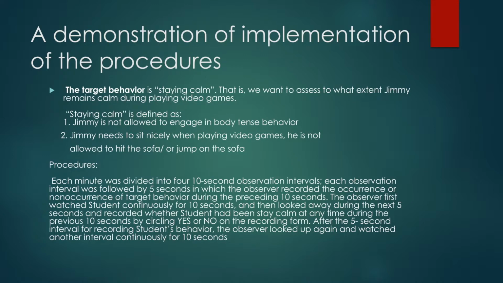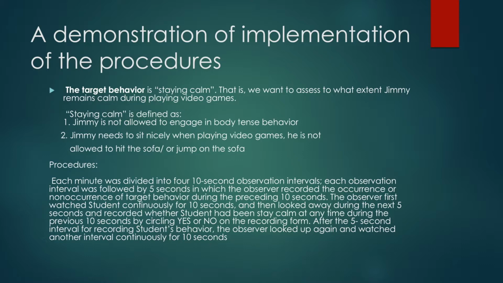In the following, I'm going to demonstrate how we can implement these procedures. The target behavior that we're going to examine is staying calm. That is, we want to assess to what extent Jimmy remains calm while playing video games. Staying calm is defined as, first, Jimmy is not engaging in any body-tensing behavior, and he needs to play the video game nicely. Secondly, Jimmy needs to sit nicely when playing the video games. He's not allowed to hit the sofa or be too excited by jumping on the sofa.